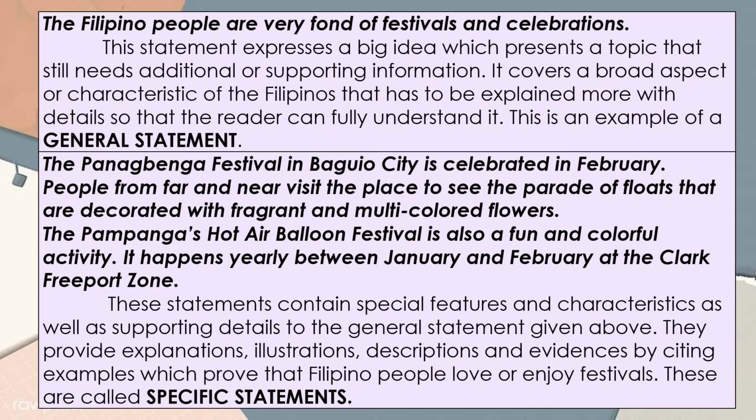The examples: the Panagbenga Festival in Baguio City is celebrated in February. People from far and near visit the place to see the parade of floats that are decorated with fragrant and multicolored flowers. The Pampanga's Hot Air Balloon Festival is also a fun and colorful activity. It happens yearly between January and February at the Clark Freeport Zone. So, these statements contain special features and characteristics as well as supporting details to the general statement given above.